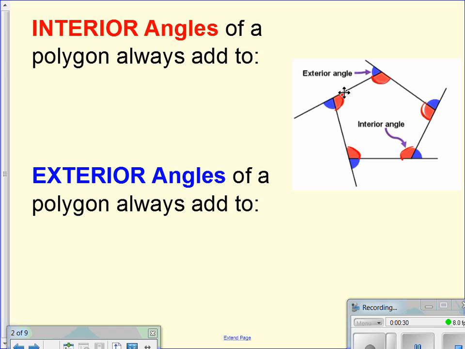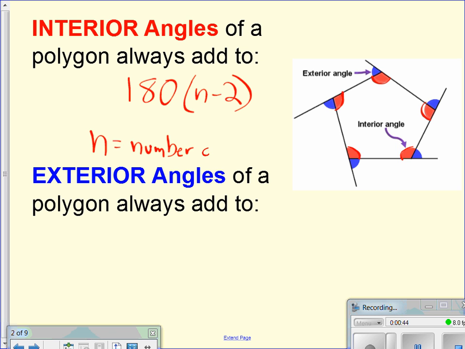Our rule for this: interior angles of a polygon always add to 180 times n minus 2, and in this case, n means the number of sides. Okay? So think about the shapes that you're used to seeing. Triangles, 3 sides, minus 2 gets you 1 times 180. Gets you 180. So that tells you the sum of the angles of a triangle is 180. You can do that for any shape at all.